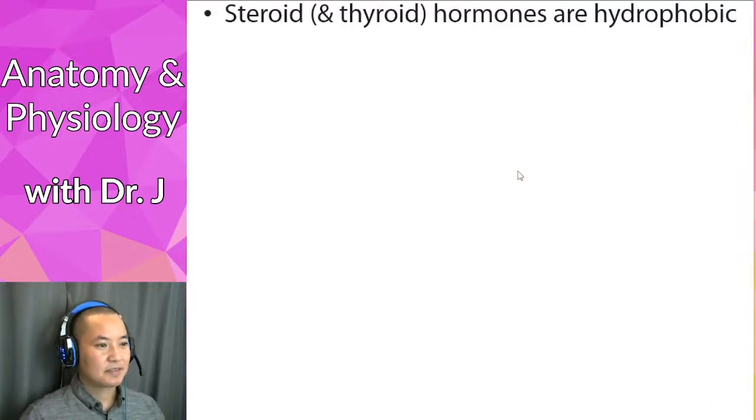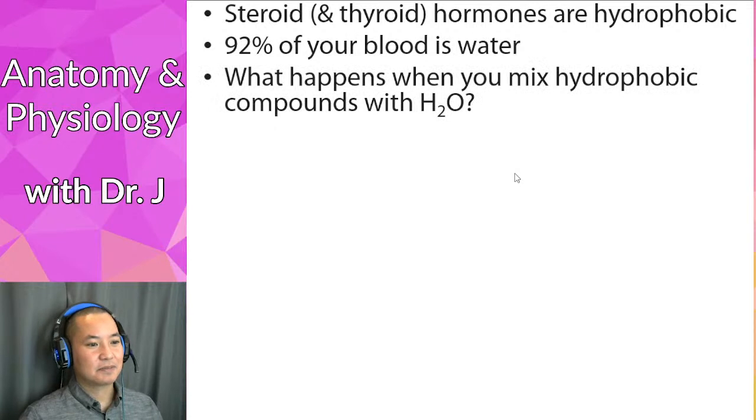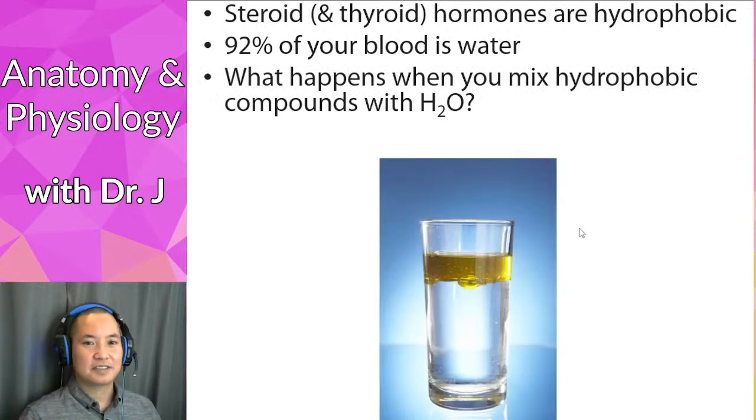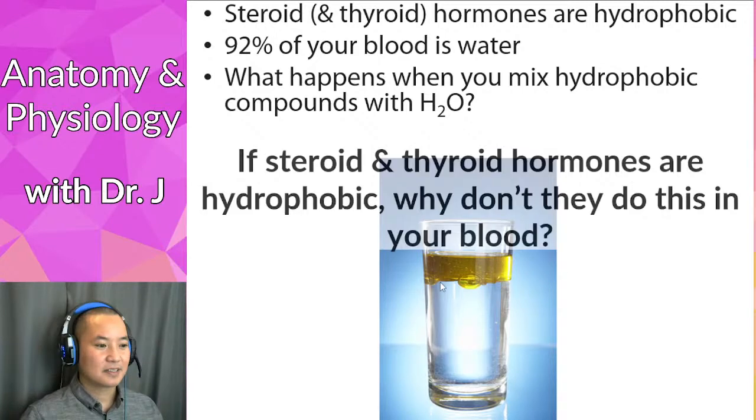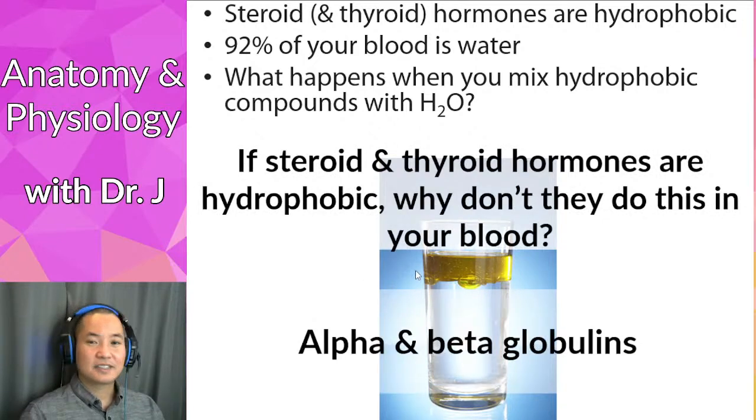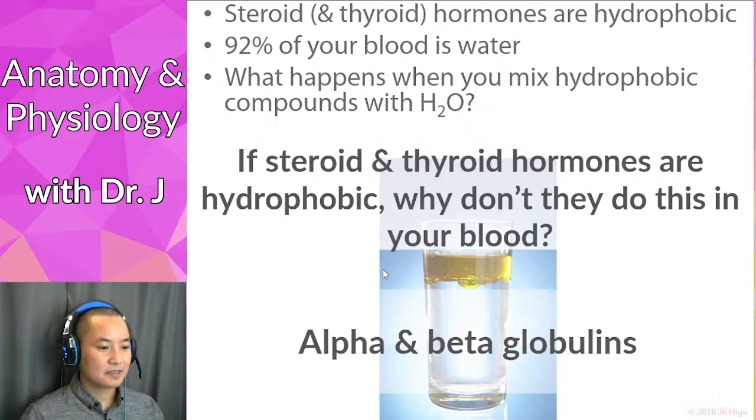Well, what prevents them is that, again, what happens when you mix hydrophobic compounds with water? They separate. But when we make a salad dressing, how do we make sure that it prevents from separating as quickly, and how do we make it disperse the oils in the water? We add a protein or emulsifier. Similar concept with these hydrophobic hormones and our water-based plasma. So why don't they do this? Because of these alpha and beta globulins.